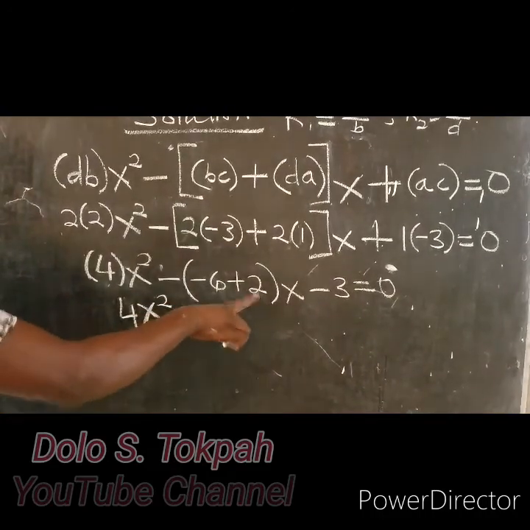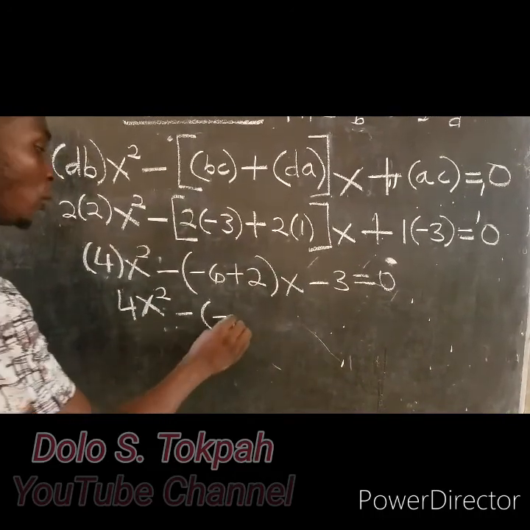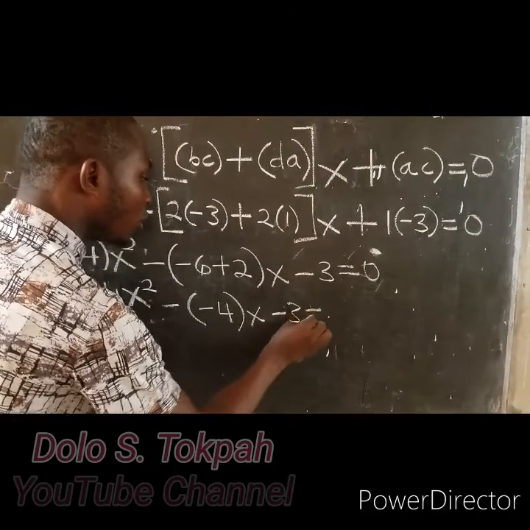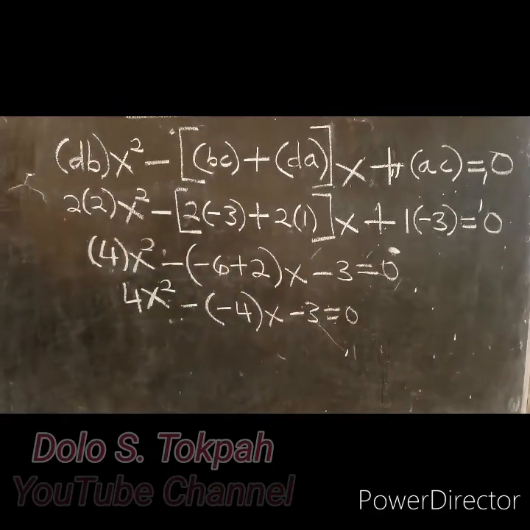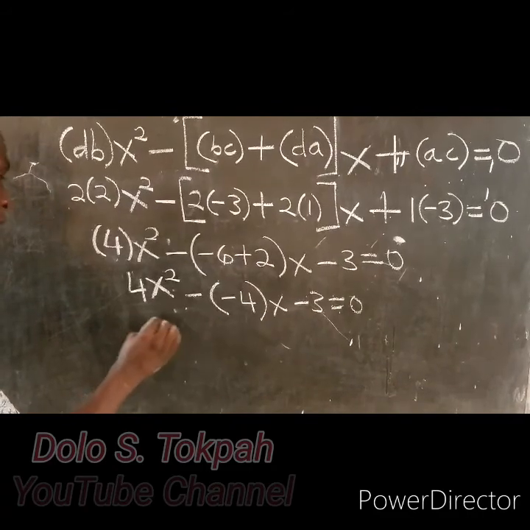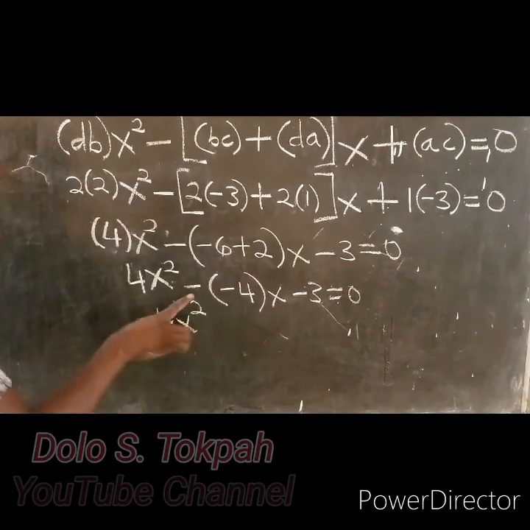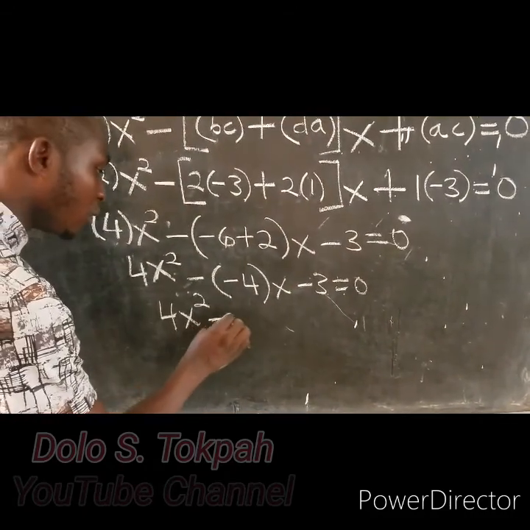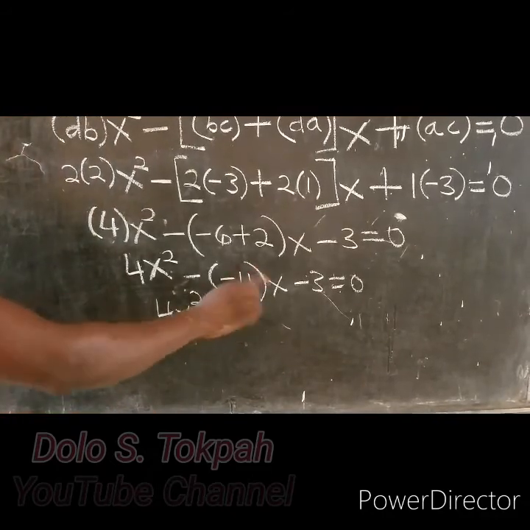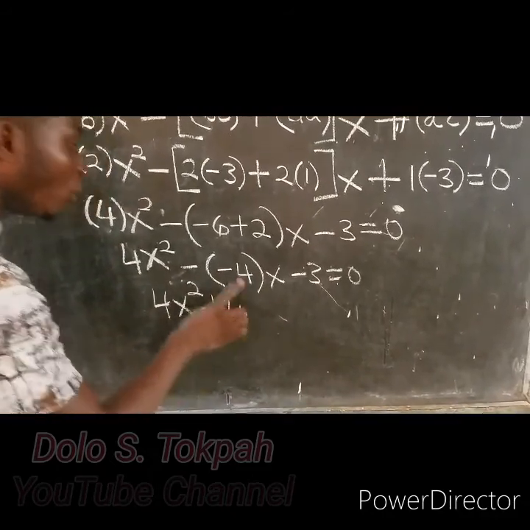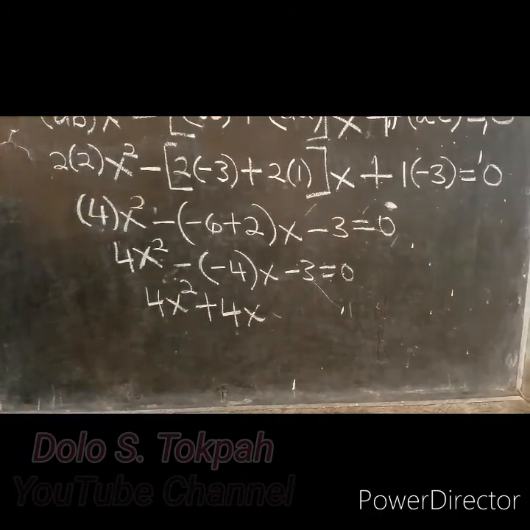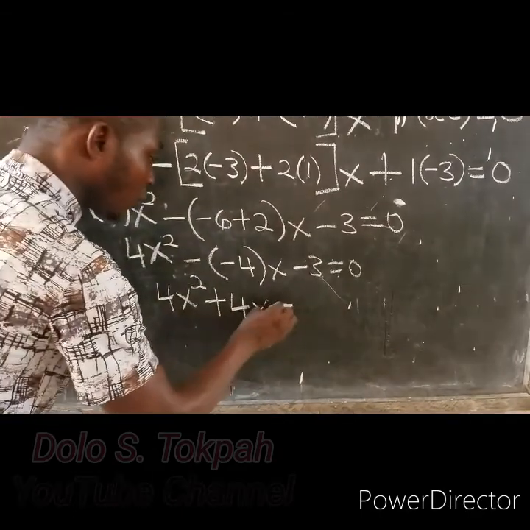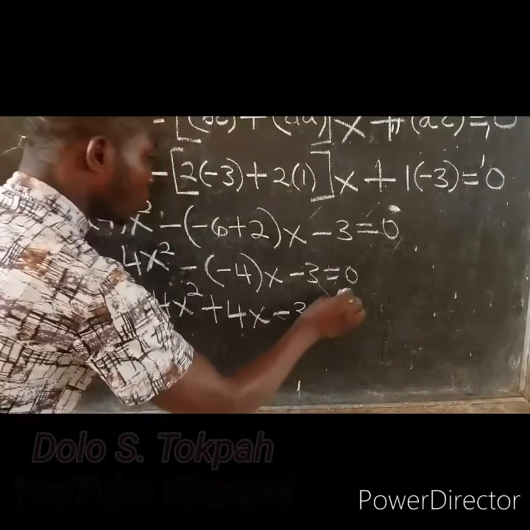Minus 6 plus 2 will give us minus 4, or again x minus 3 equals 0. So finally we got 4x squared. Negative times negative 4 again x will give us positive 4x. Negative times negative 4x will just give us positive 4x minus 3 equals 0.